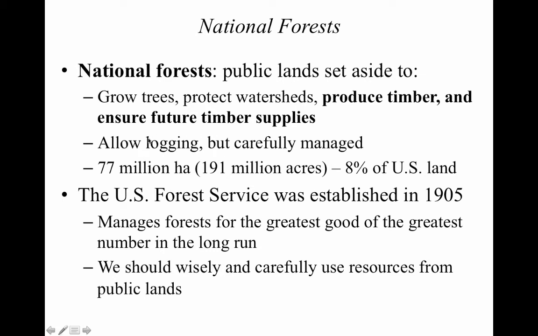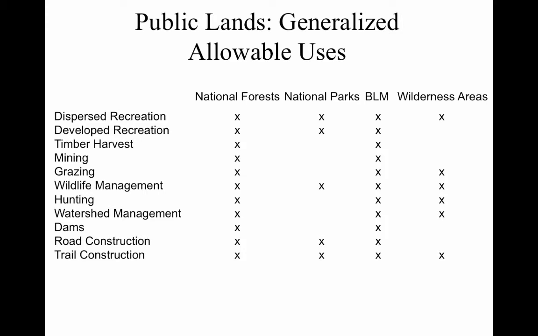A lot of this was created just to save the logging companies from themselves. So logging is allowed, but it's very carefully managed. There are 161 million acres in these national forests, a total of 8% of U.S. land, and that's a small percent of a very large amount of land. So that is a huge amount of land. The Forest Service is over 100 years old. The idea is that they manage forests for the greatest good of the greatest number of people in the long run, with the philosophy that we should wisely and carefully use resources from public lands.